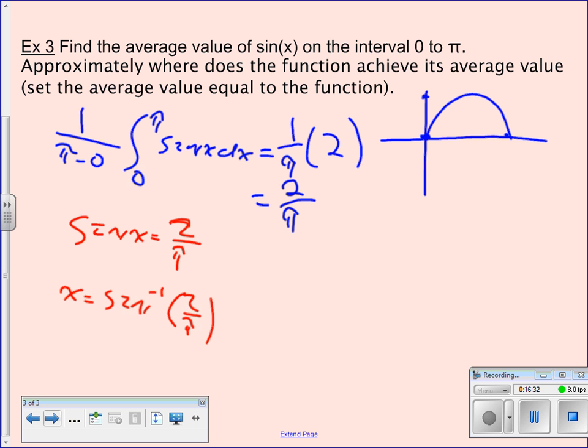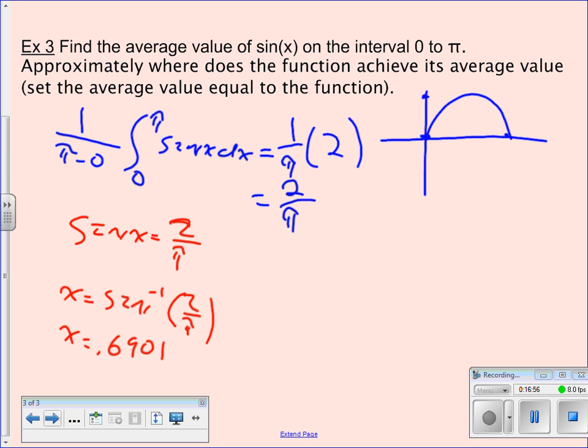0.69. Is that right? 0.6901. Okay, I thought you were saying 6.9.